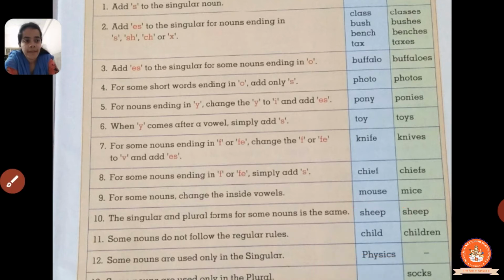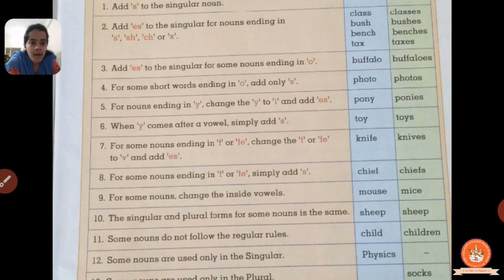Okay. Then we have the next one given over here, which is that the singular and plural forms of some nouns are the same. So there are some nouns in which the singular and plural remain the same. We don't have to add anything, we don't have to remove any letter. The word remains the same, it remains constant. Like sheep, sheep. Singular also remains the same, plural also remains the same. Then we have deer, deer. Fish, fish. So there are some nouns in which both the singular and plural remain the same.